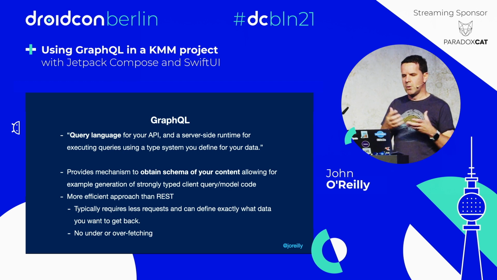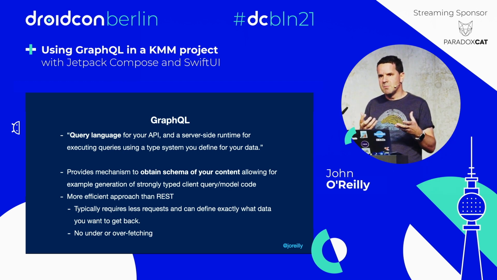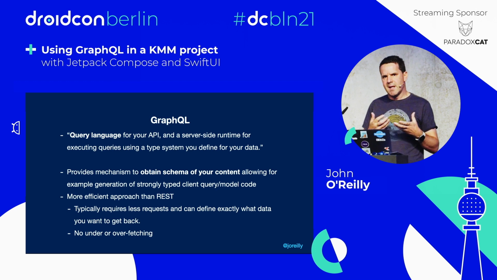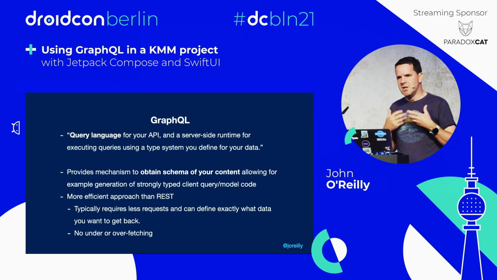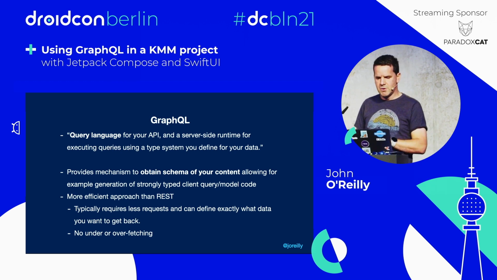It's fundamentally a query language for your API, and of course there's a server component of this, and the server component is important in that it supports the querying of the schema of your content. Then when you're using a client library like Apollo, like we're using today, the client library can retrieve that schema and generate strongly typed code for the queries and the data model associated with that.